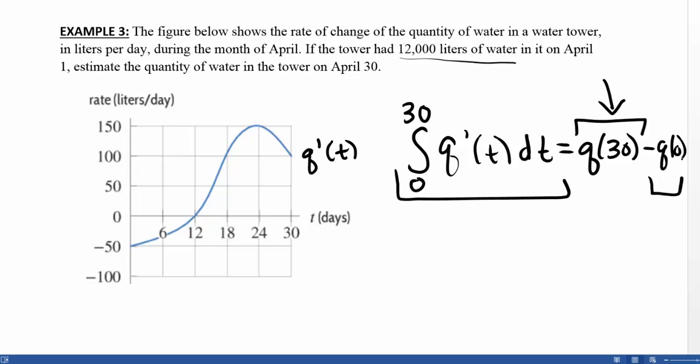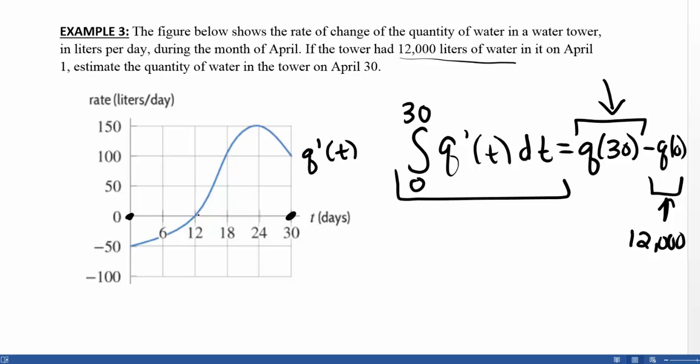It says that the tower had 12,000 liters of water on April 1st, so April 1st is when we started measuring. So the quantity on April 1st is 12,000 liters. That was our initial quantity, our Q of 0. Now, the change in liters, how much the quantity changes, we're going to have to use the graph to estimate. Here, we're interested in the area under the curve from 0 to 30.